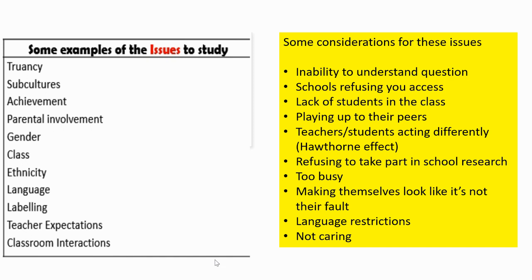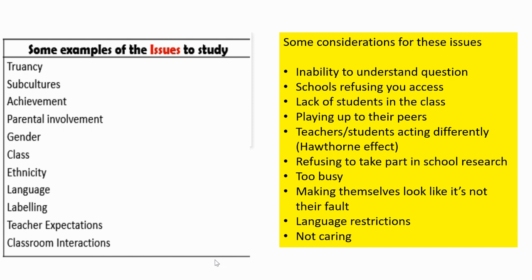And on the right hand side there, we've got some considerations. So for instance, if we're doing it on truancy, well, one big problem that we've got is that it might lack students in the class. If we're trying to find out why there's high levels of truancy, then when we go to a classroom or we go to school, we're not going to see as many students as if we go to a school that hasn't got a problem with truancy. So then that impacts on the representativeness.